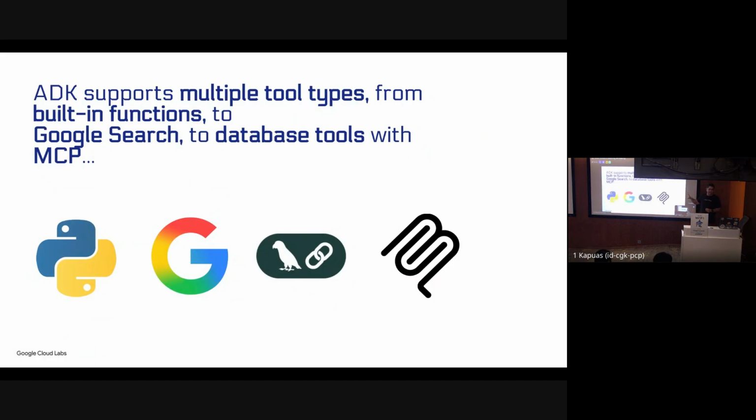All right, let's get back to talking about building agents with ADK. So agents are only as good as the tools that they can use. That model, the brain, is really important, but you need the tools. And we'll see why in a minute.